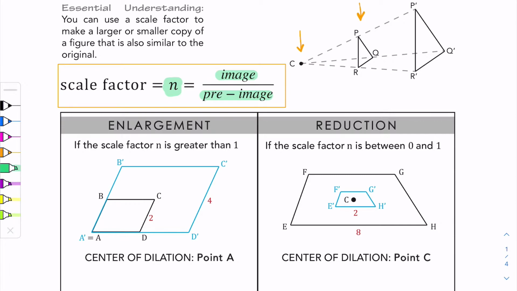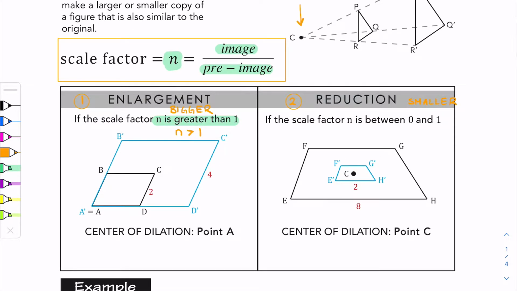There's two options with dilations. You could have an enlargement, meaning the figure gets bigger, or you could have a reduction, which means the figure gets smaller. If you have an enlargement, that's telling you that the scale factor is greater than 1, meaning n is larger than 1.